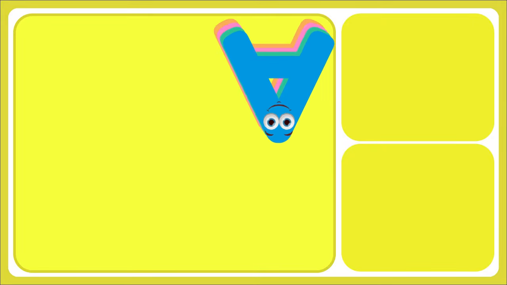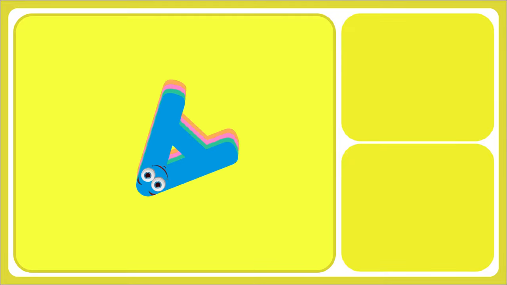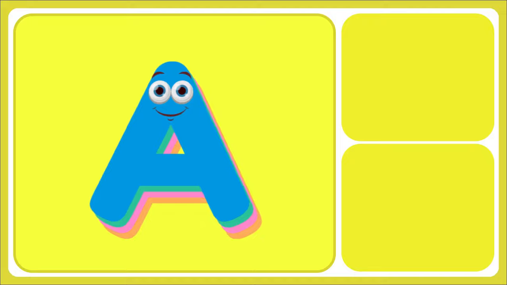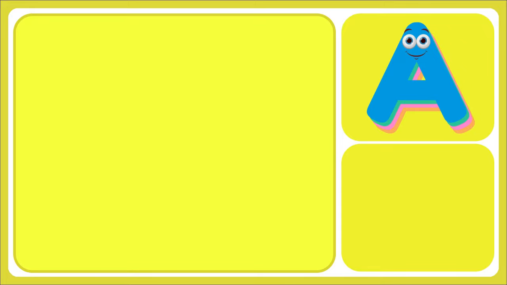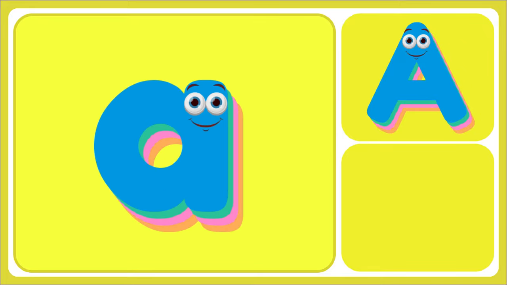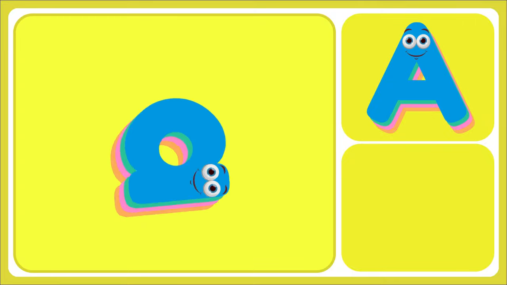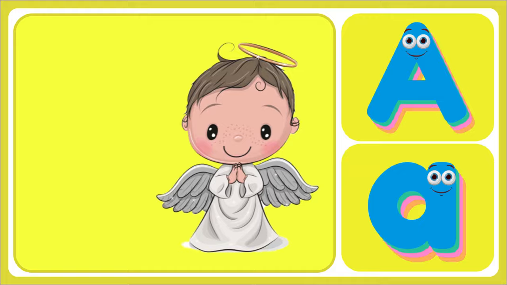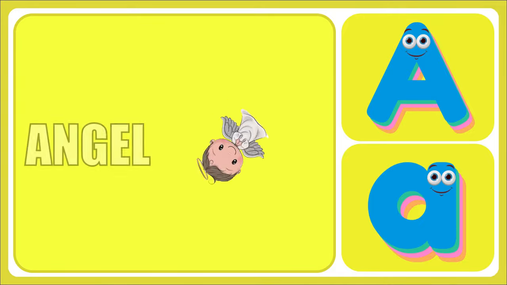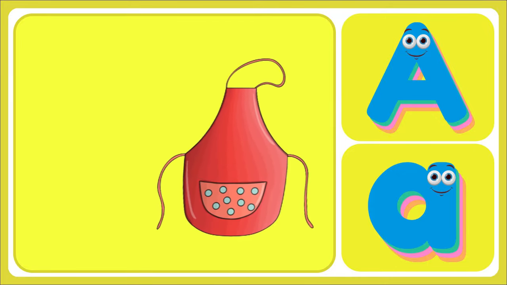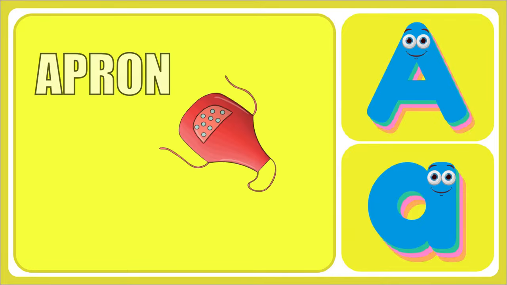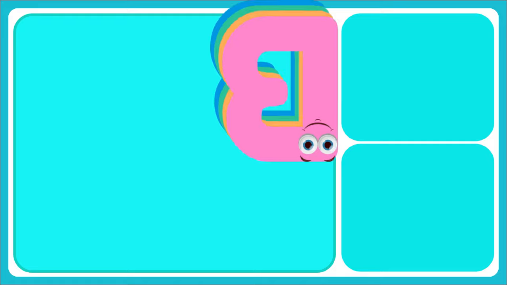Today we will learn alphabets and their sounds. Have you ever seen the letter A? Hi, I am A. And my sound is A, A, A. And the words that start with me are Angel, A, A, Angel. Anchor, A, A, Anchor. Apron, A, A, Apron.